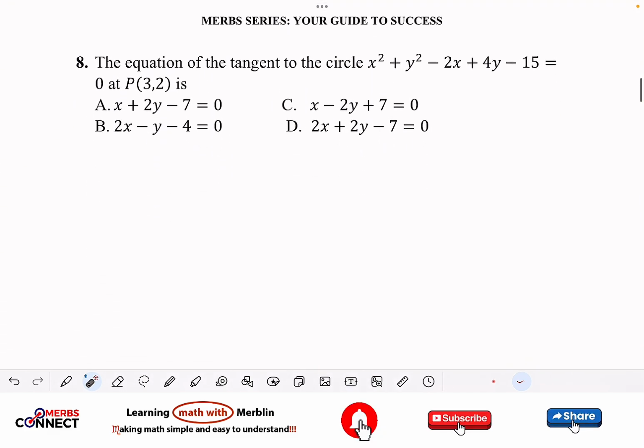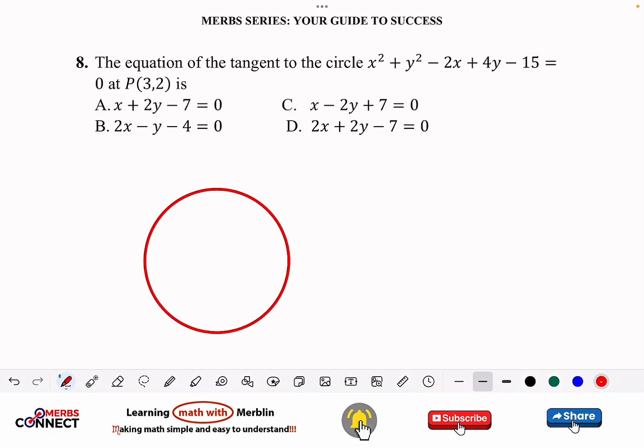Now let's look at question 28. We want to find the equation of the tangent given this at that point. So the equation of the tangent to the circle, this given this. Okay. So we have a circle, and then we have the equation of the tangent, which is here. So we have a point. This point is at the tangent. So P is (3, 2). And we have the equation of the circle.